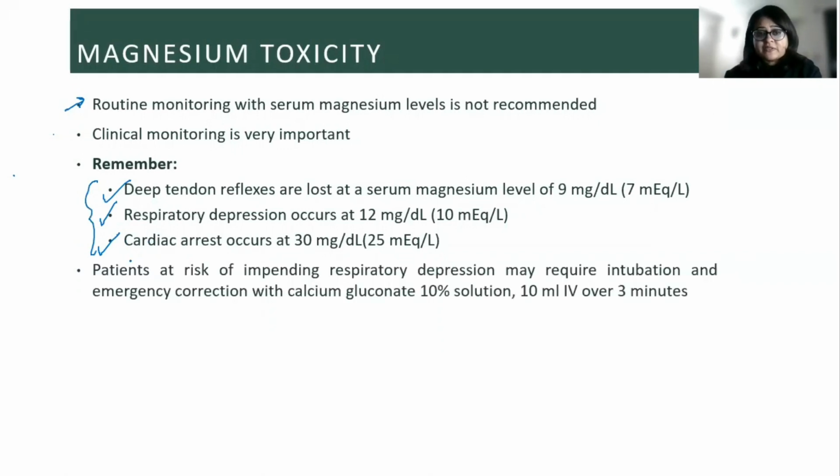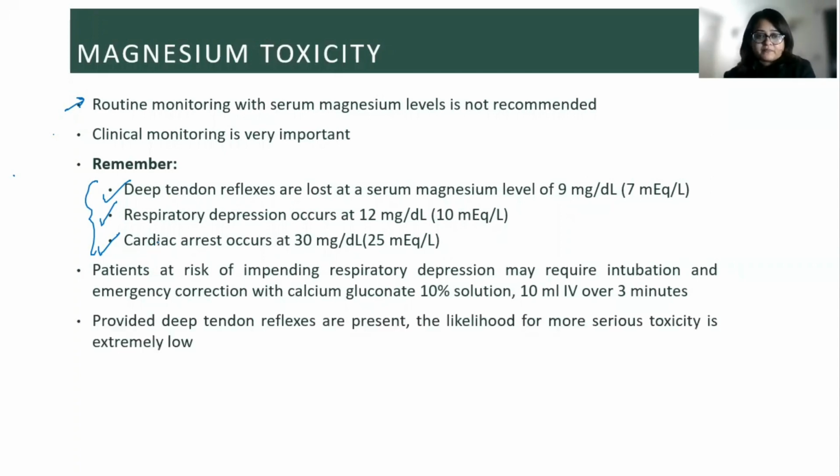Patients at risk with impending respiratory depression may require intubation and emergency correction. So we all know the antidote for magnesium sulfate is calcium gluconate. How much do we give? 10%, 10 ml IV slowly over 5 minutes, 5 to 7 minutes, it should be given.